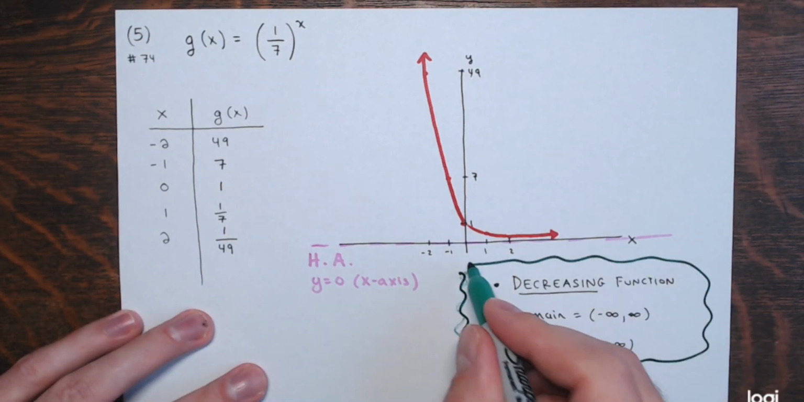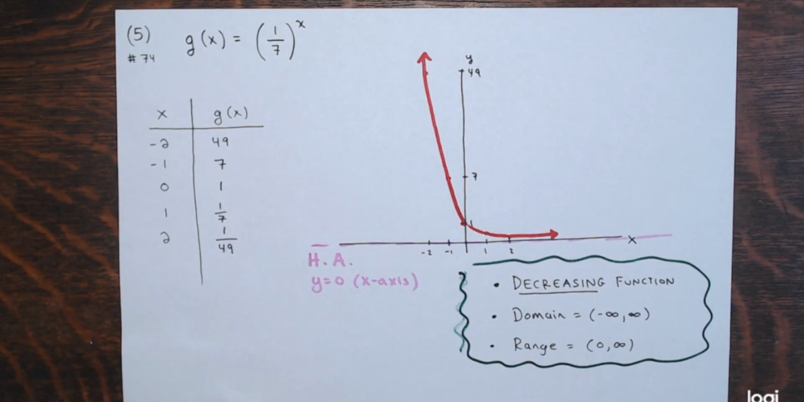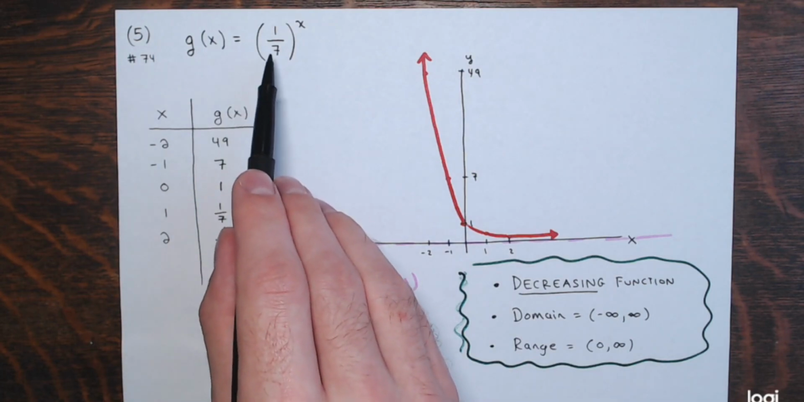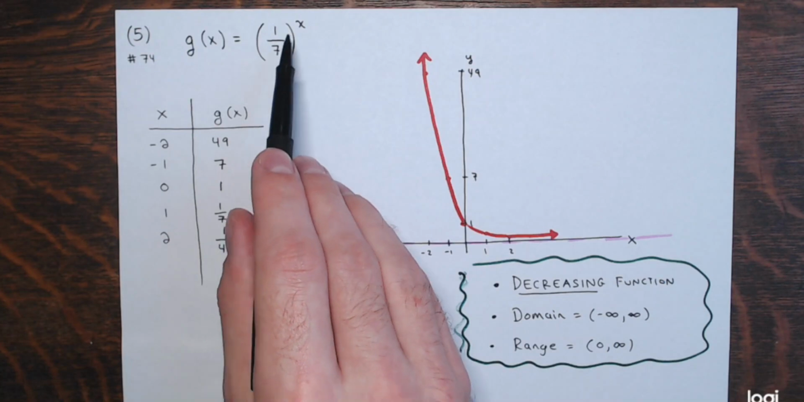Right, so same stuff as before with question 4. All right, and then we're just going to have one more example with a specific number here that's less than 1, between 0 and 1, to just the x power.